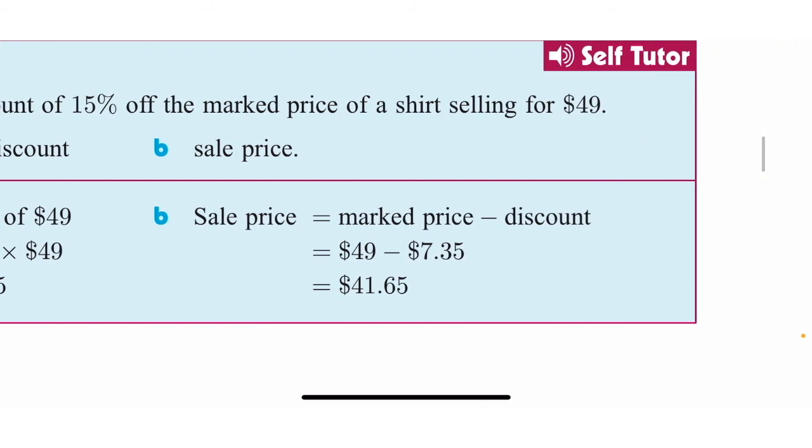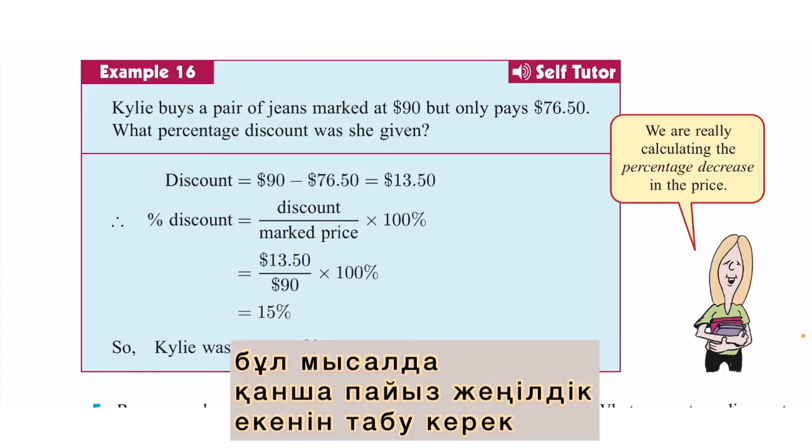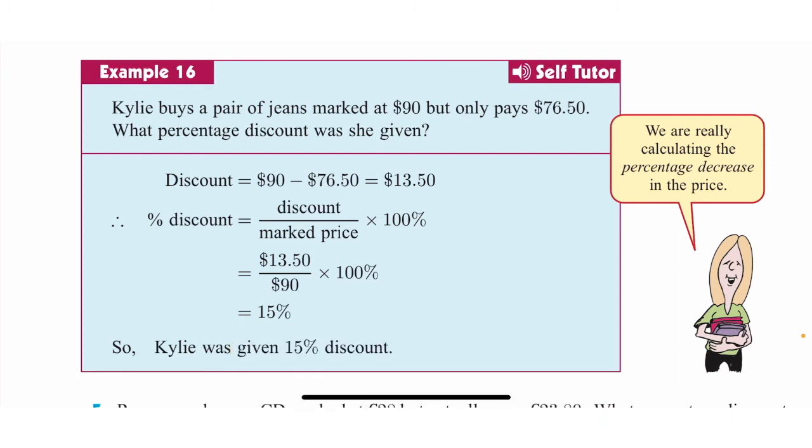And then what was the sale price? We just subtract them from each other, 49 minus 7.35. So they are selling the shirt to us for $41.65. And another example to find what percentage discount was given. Now we're finding a percentage of a discount. Kylie buys a pair of jeans marked at $90, but she only pays $76.5. What was the discount?